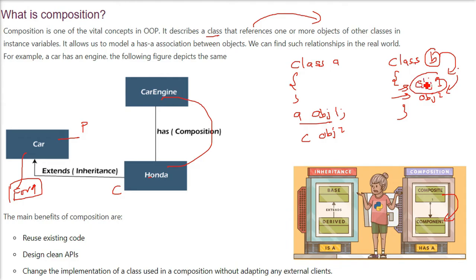So we can see this, as I just told you, in the real world: this Honda and car engine kind of situation will always arise. So class B has A, and class B has C also. I have not made the class C, but just imagine. So this is the whole scenario we are discussing.